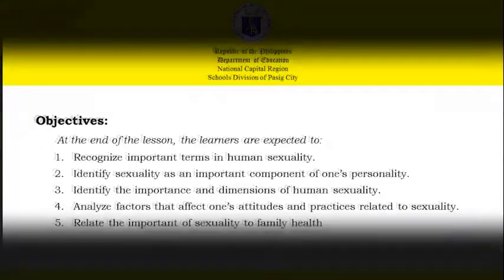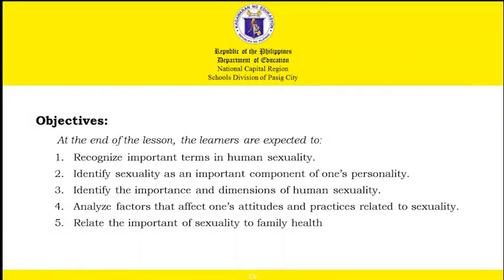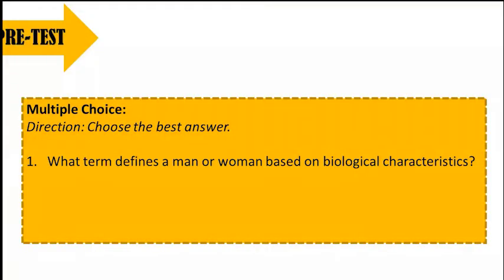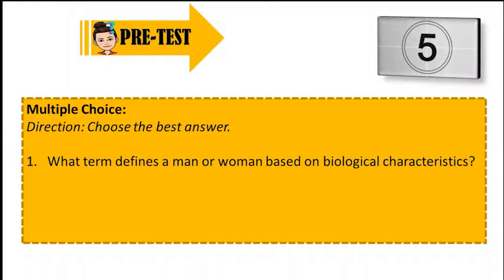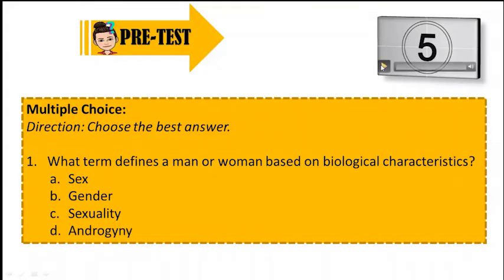Before we proceed to the proper lesson, let us see how much knowledge you have in our lesson by doing the pre-test. You will be given 5 seconds to answer each question. Are you ready? Number 1, what term defines a man or woman based on biological characteristics? A, sex, B, gender, C, sexuality, D, androgyny. 5 seconds starts now.